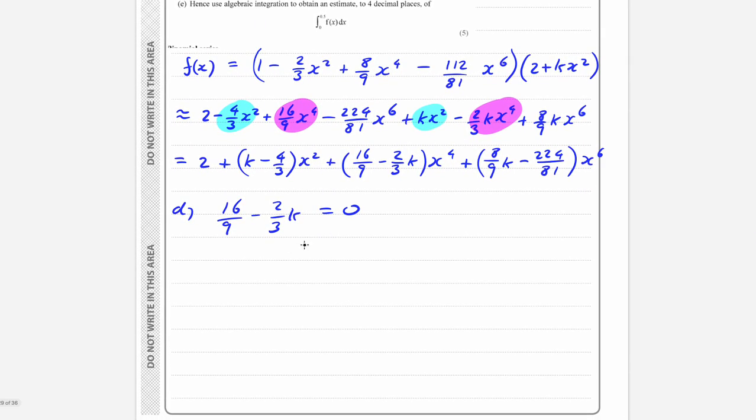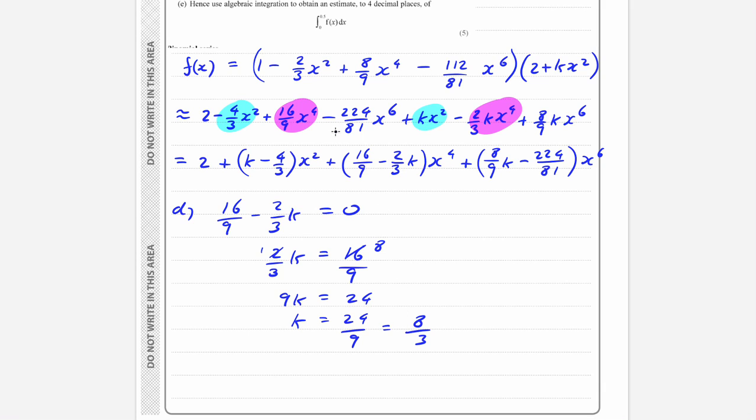I'll just do it here. I'll say 2/3 k equals 16 over 9. Cross multiply, divide both sides by 2, whatever you want to do here, guys. 8. I'm going to say 9k equals 3 times 8 is 24. Cross multiply. k is 24 over 9, which is equal to, divide above and below by 3, 8 over 3.